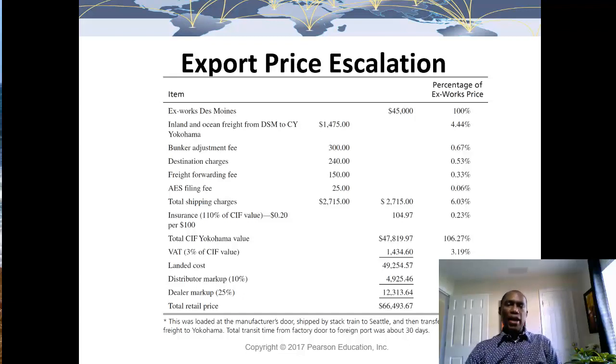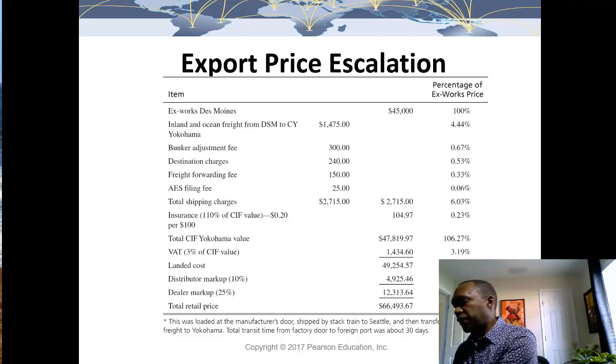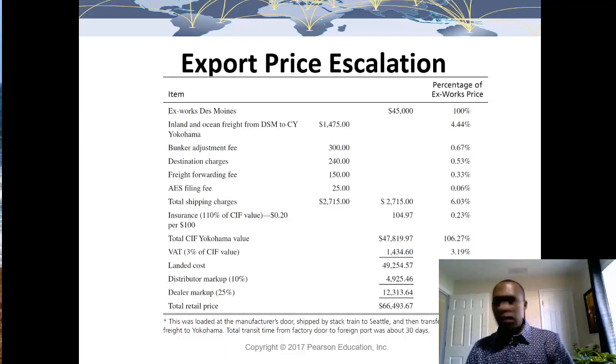So here you have some other factors when you talk about price escalation. What are some of the other factors? Well, you have a lot of fees attached when you go over and you have to adjust the prices, not to mention all the freight charges that you see here: shipping charges, insurance, and the VAT tax. So you have all of these various costs that are part of your price escalation. And you see the CIF, the cost, insurance, and freight. And so you have that added in.